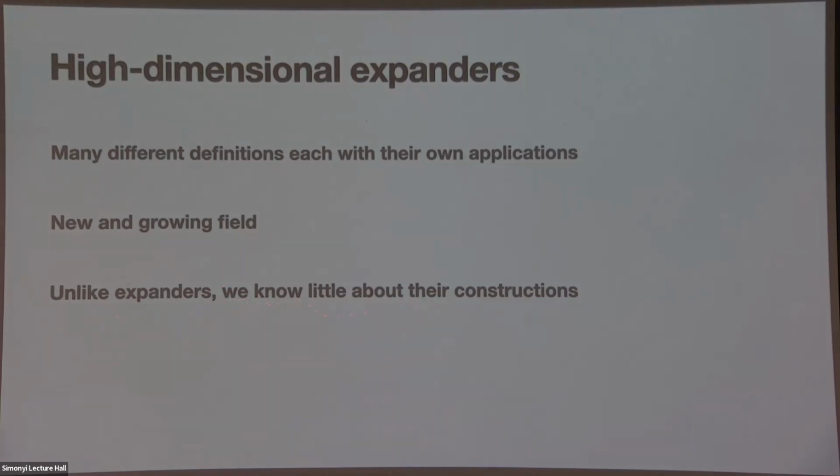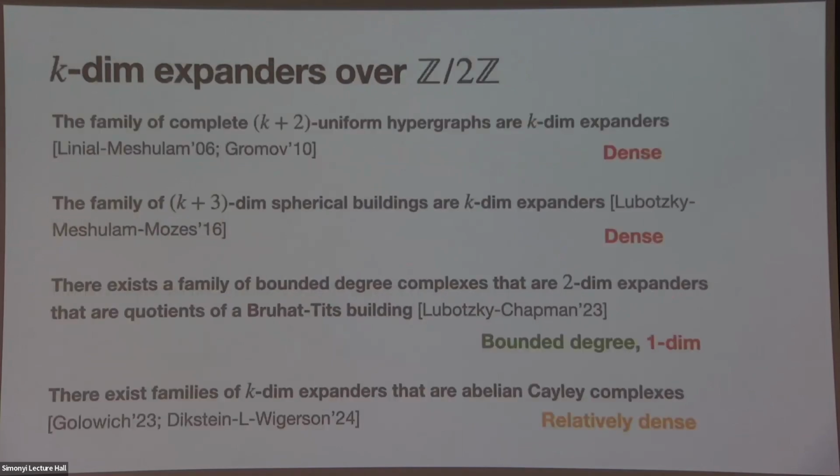Unlike expanders, we actually know very little about constructions of high-dimensional expanders. So for this class of expanders we just defined, here's a summary of what we know. First, complete complexes are k-dimensional expanders, but these complexes are pretty dense, in the sense that every vertex is connected to n-1 other vertices. And we also know that a family of k+3 dimensional spherical buildings are also k-dimensional expanders. These are not as dense, but they're still polynomially dense graphs.